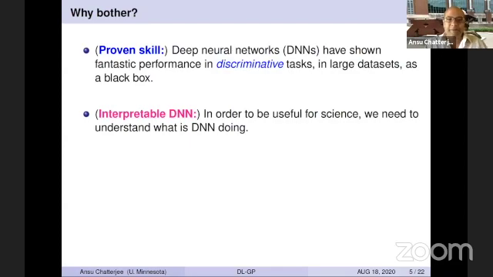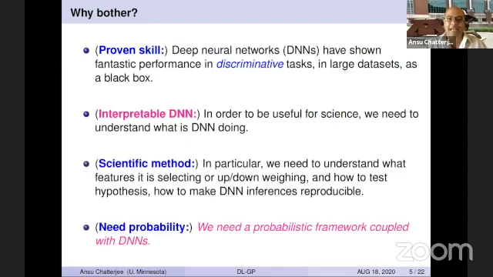So here's a bit of an entry into that world. In order to help us understand what's happening inside a deep neural network, we need to relate that to the scientific method. We need to understand what kind of features it is picking up, or upweighing or downweighing. Also, this is something that Arindam brought up, and Laure, of course, brought up. We should be able to do more science, understand more than what we had put into the deep neural network.